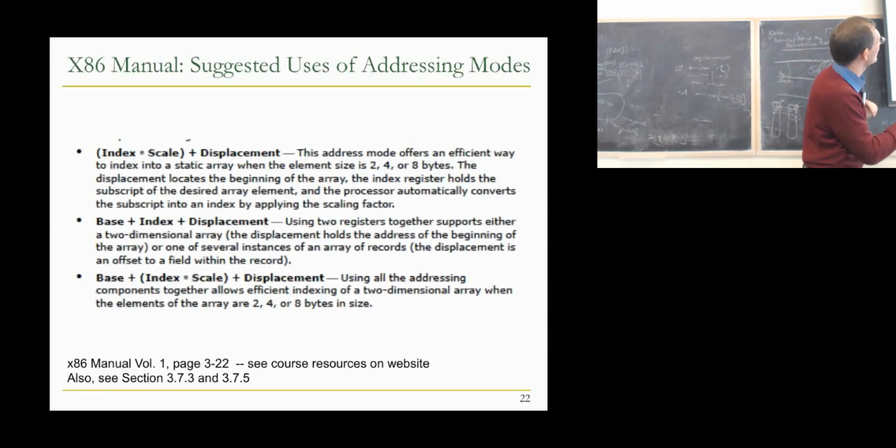Now you can look at this. Using two registers together, base plus index, supports either a two-dimensional array, where the displacement holds the address of the beginning of the array, or one of several instances of an array of records. And you can think about this. And this is the most complicated one, which enables you to access arrays where the elements are 2, 4, or 8 bytes in size. So you can see the power of this, right? Okay, this doesn't do bounds checking like VAX does, so it's not as complicated, but it's powerful.